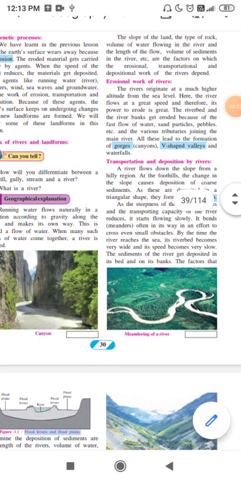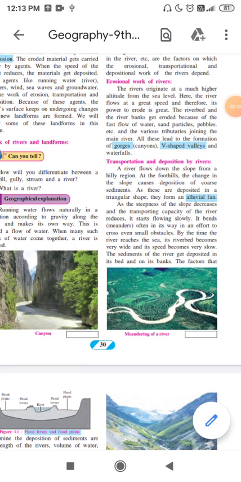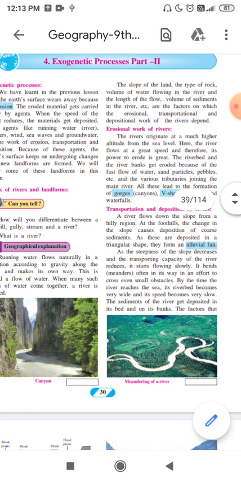So, the erosional, transportational, and depositional work of a river depends upon its volume and length of flow and what type of sediments it is carrying with it. Erosional work of river we will see. The river originates at a much higher altitude from the sea level. Understood? Rivers sometimes originate from high mountain altitude. Here the river flows at a great speed and therefore its power to erode is great.